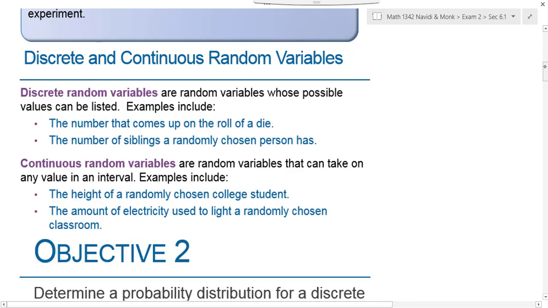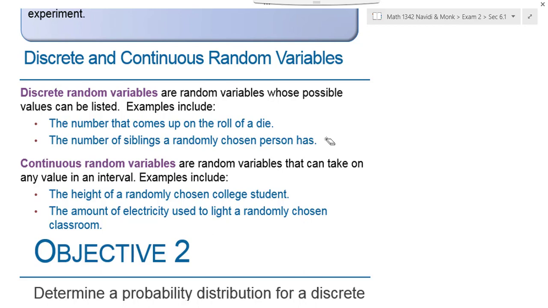Some of our experiments will yield either discrete or continuous random variables, so we need to revisit what the difference is between discrete and continuous data. Do y'all remember? One of these is countably many. That's the discrete, where you can enumerate the items that you have. For example, the number that comes up on a roll of a die is discrete. The number of siblings a randomly chosen person has, that's discrete, because you can't have a fraction of a child or a fraction of a number on a roll of a dice.